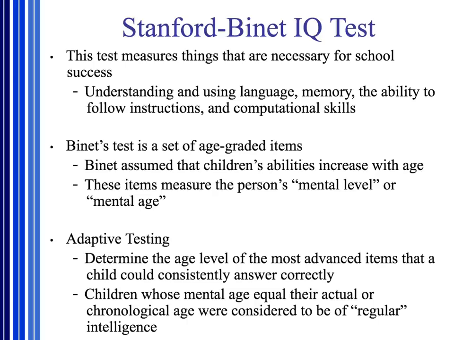So adaptive testing. Adaptive testing determines the age level of the most advanced items that a child could consistently answer correctly. Children whose mental age equaled their actual or chronological age were considered to be of regular intelligence, whereas those who exceeded the average were considered gifted.